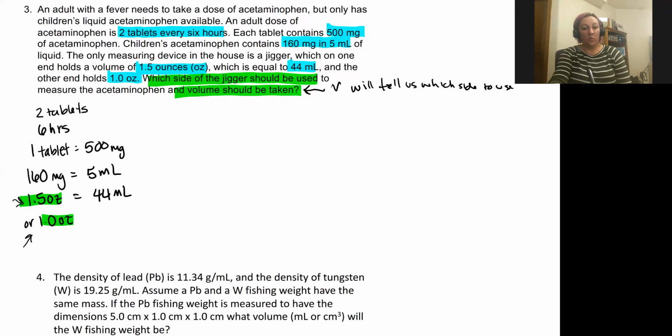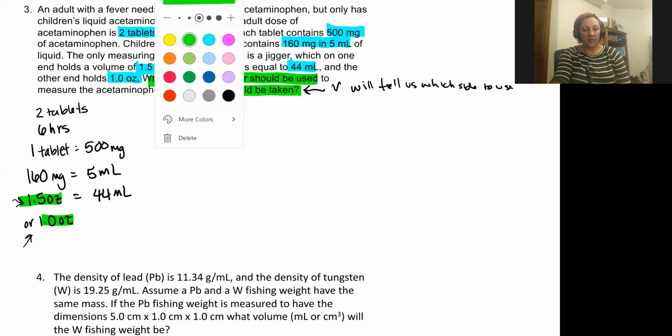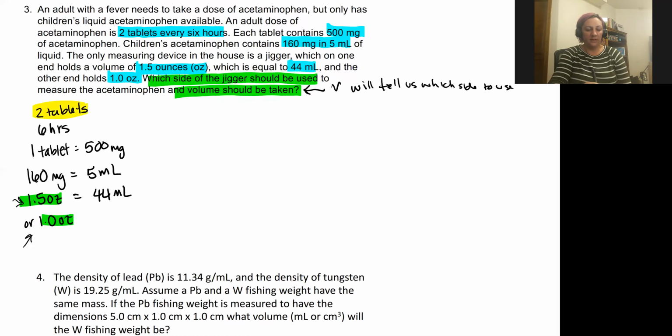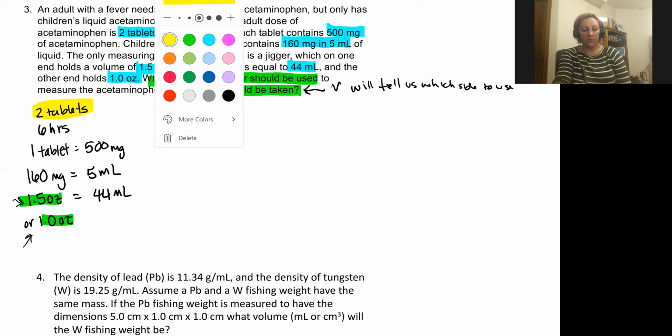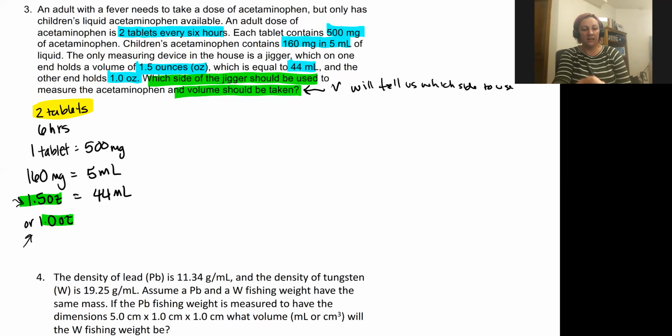Okay, so then what is our starting point, right? Our starting point is this 2 tablets right here. And it's every 6 hours. And since we just want to find out how much is being taken, we don't actually have to figure out how much is being taken over a period of time. So I'm going to ignore that 6 hours. It doesn't seem like it's going to be very useful to me in this calculation since I don't have a question at the end of the problem that asks about time or relative to time. So I'll start out with 2 tablets.